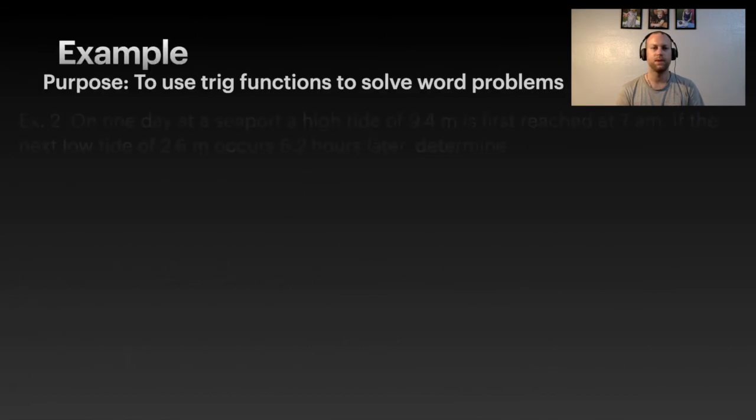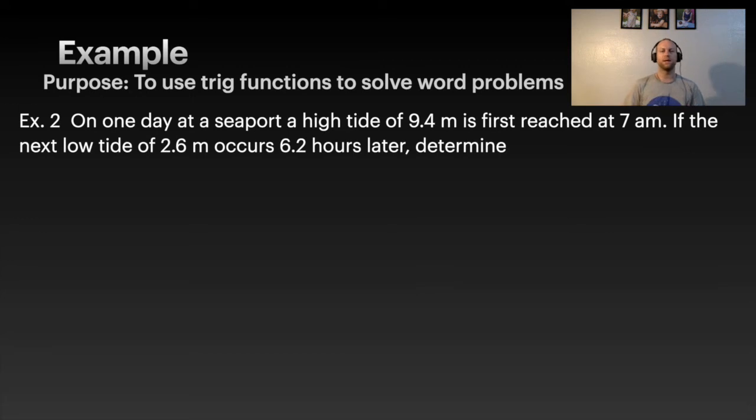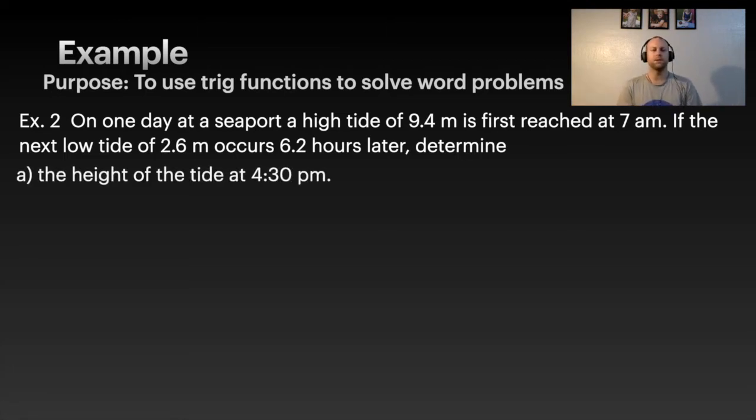Let's do another one. So on one day at a seaport, a high tide of 9.4 meters is first reached at 9 a.m. If the next low tide of 2.6 meters occurs 6.2 hours later, we want to determine a couple of things. First thing we want to determine is the height of the tide at 4:30 p.m. So before we can actually solve this, we need to make an equation. So that's where we're going to start, is by making an equation.